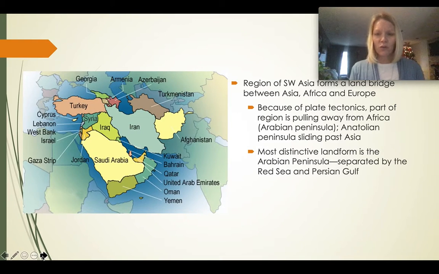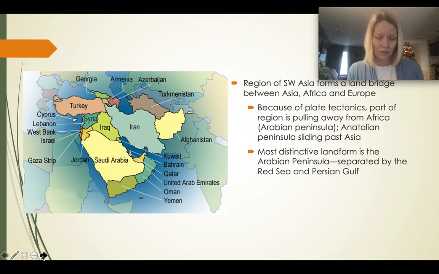So the region of Southwest Asia forms a land bridge between Asia, Africa, and Europe. It's this perfect kind of area. A lot the way we talked of the Balkan region was a crossroads between Asia and Europe, Southwest Asia is really a crossroads between three continents, Asia, Africa, and Europe. Because of plate tectonics, part of the region is kind of pulling away from Africa. And we can see that in the Arabian Peninsula.